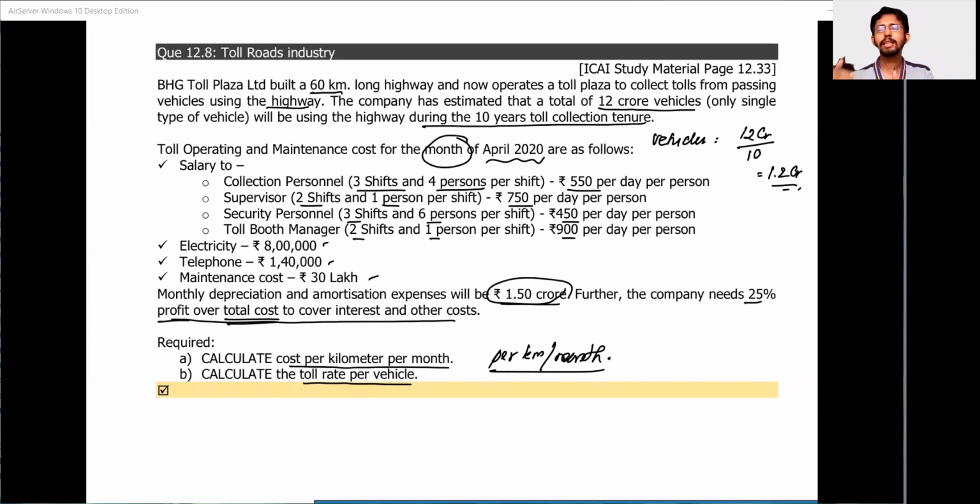That divided by the number of vehicles that is expected to cross during a particular period will give you the total toll rate per vehicle. Okay, so that's all with this.